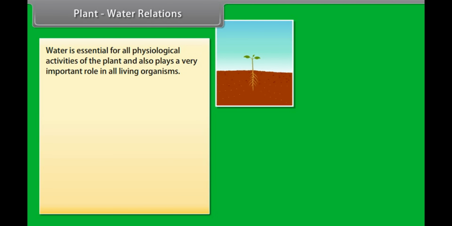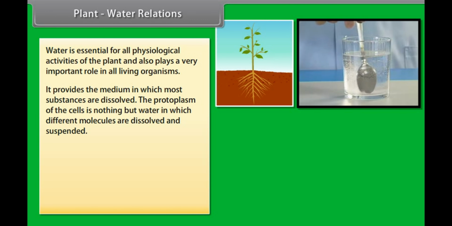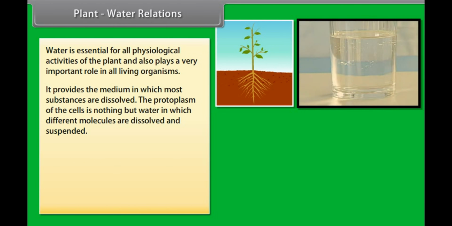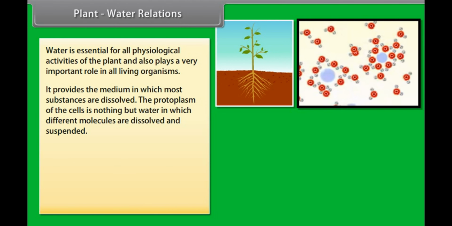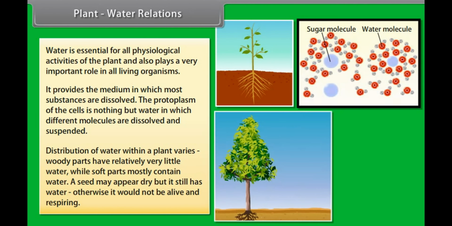Plant-water relations. Water is essential for all physiological activities of the plant and also plays a very important role in all living organisms. It provides the medium in which most substances are dissolved. The protoplasm of the cells is nothing but water in which different molecules are dissolved and suspended. A watermelon has over 92% water. Most herbaceous plants have only about 10 to 15% of their fresh weight as dry matter. Of course, distribution of water within a plant varies. Woody parts have relatively very little water, while soft parts mostly contain water.